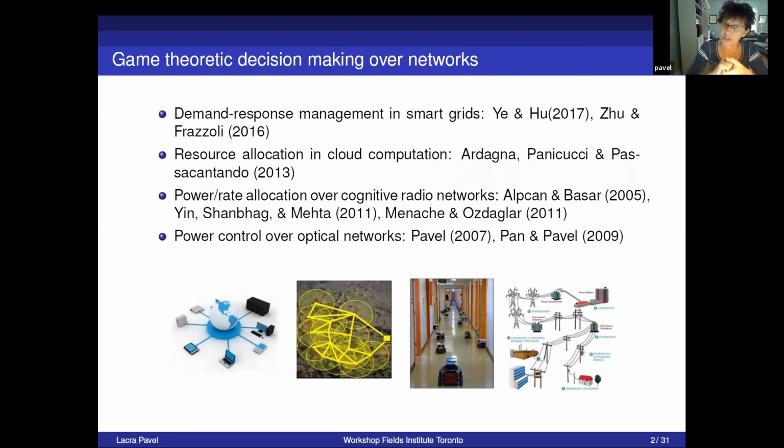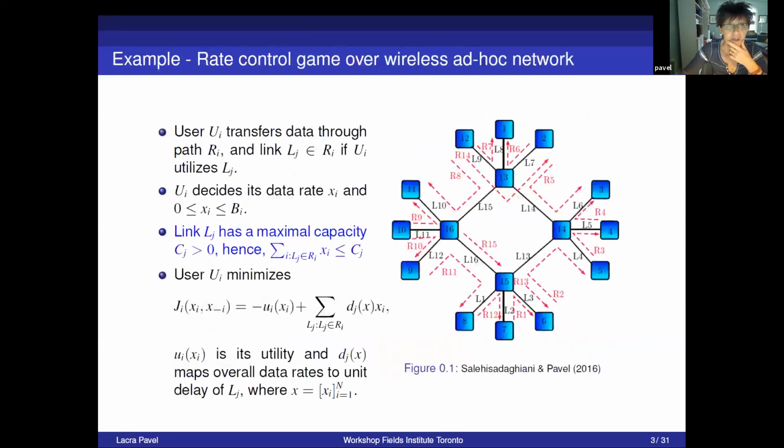This general work is a direction that has been followed in recent years, and it's inspired by the prevalence of applications of game theory over networks, from demand response management in smart grids, resource allocation in cloud computation, cognitive radio networks, all sorts of applications that essentially involve games with some coupled constraints.